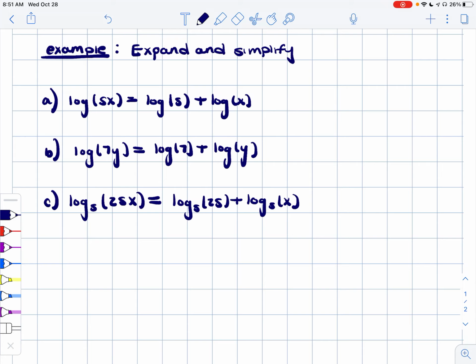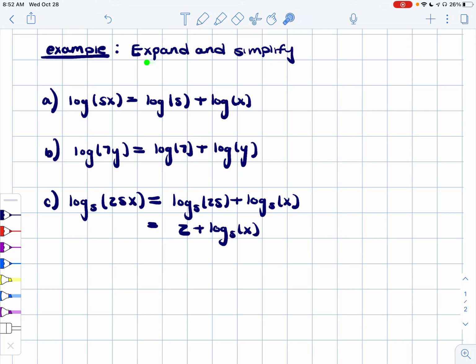Now here, there's a little bit of simplifying that we can do. If you look at our log base 5 of 25, remember when you're evaluating a log, you're thinking to yourself, 5 raised to what power would give us 25? And since 25 is a power of 5, we can simplify this. 5 raised to the power of 2 equals 25, which means that's just equal to 2. And then we'd still have plus the log base 5 of x.